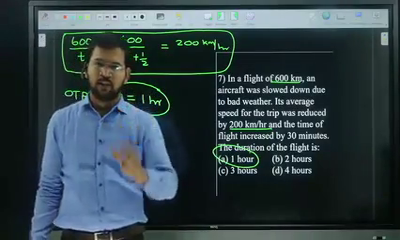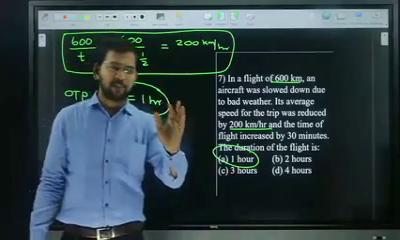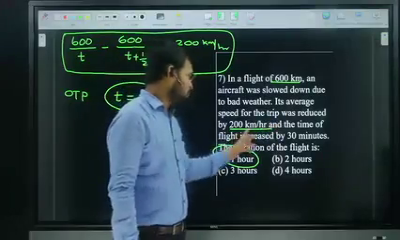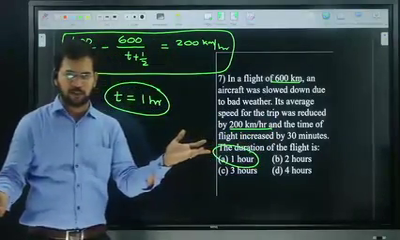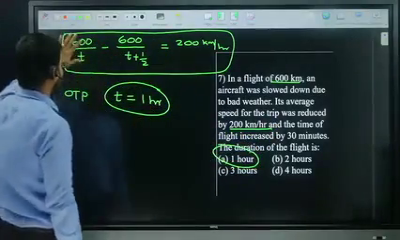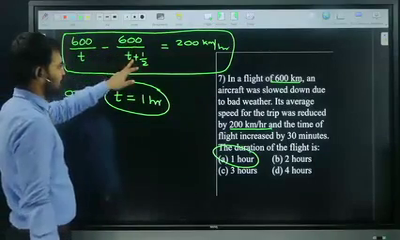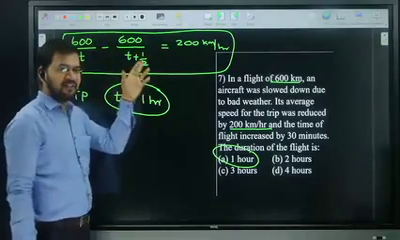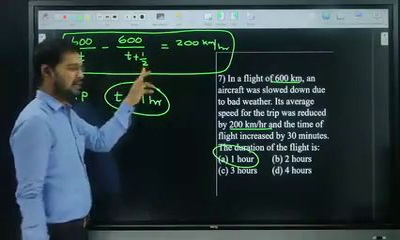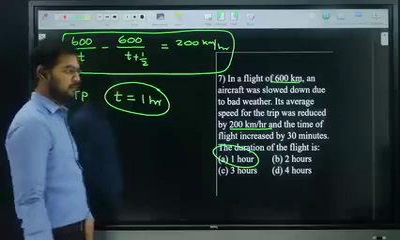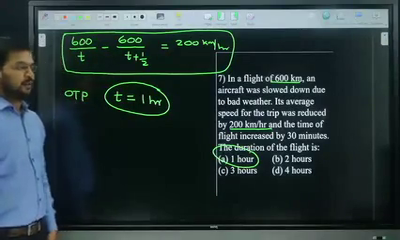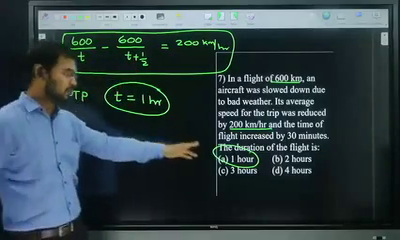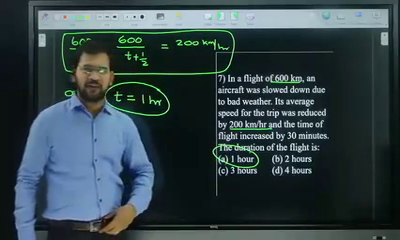All of you clear? The difference between the original speed of the flight and the speed due to bad weather is 200 km per hour. Original time I assume as t, and distance D. Second time, due to bad weather, it will take half an hour extra, that is t plus half. Very good. So your answer is 1 hour. If you solve this directly, it will take some time. That is the reason I go through options. All of you clear?